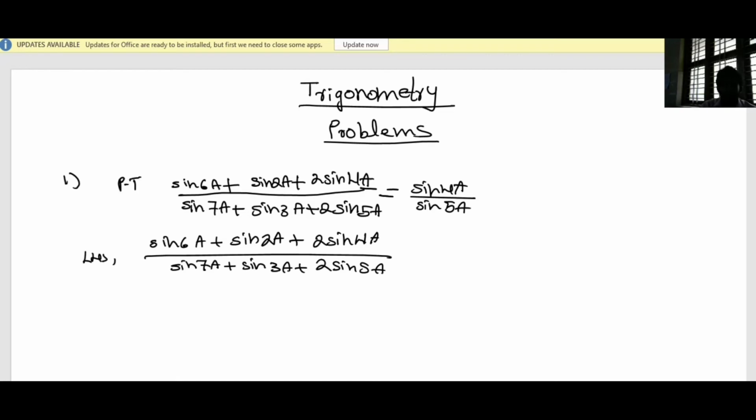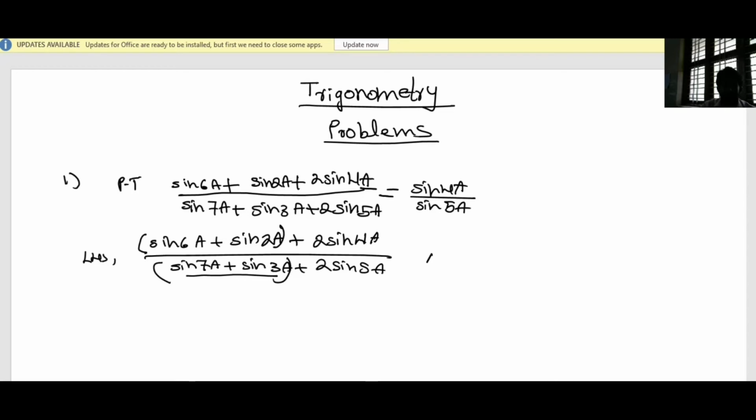Okay. Now see, to prove the RHS, observe the first and second term in the numerator as well as in the denominator. Right? They are in the same form, but the third term is in the form 2 sin 4A, as well as in the denominator 2 sin 5A. For that reason, first consider these two terms as one group. Numerator first two terms, denominator also first two terms as one group.